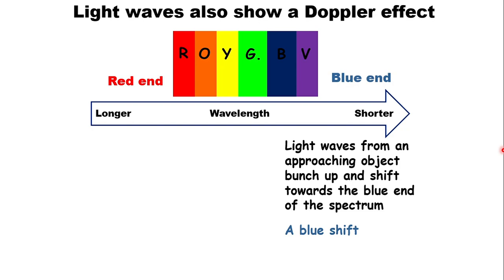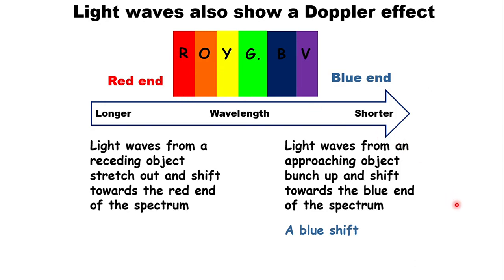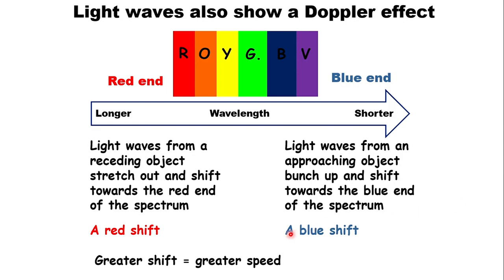On the other hand, if an object is moving away from you as it's emitting light, the light waves get stretched out, and that means they become closer to the red end of the spectrum, and so we call that a red shift. And the amount of blue shift or red shift, the amount of Doppler shift, is proportional to the speed. So the faster something approaches, the more blue shift you see. The faster it recedes, the more red shift you see.